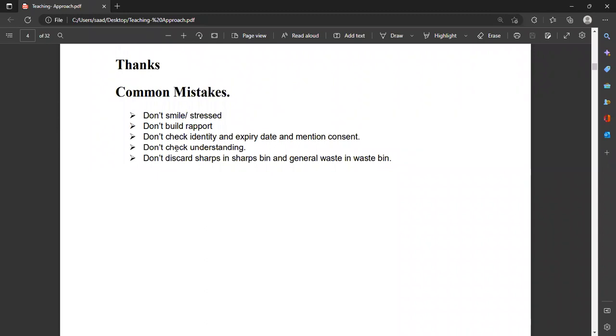People don't do this because, to be honest, in our clinical settings we do not do these things. We do not check identity. We do not check expiry dates, and we do not take consent. That's where we lose marks. So these things are important in the UK health system: the identity, expiry date, and consent. Don't miss these things. These are the important things.